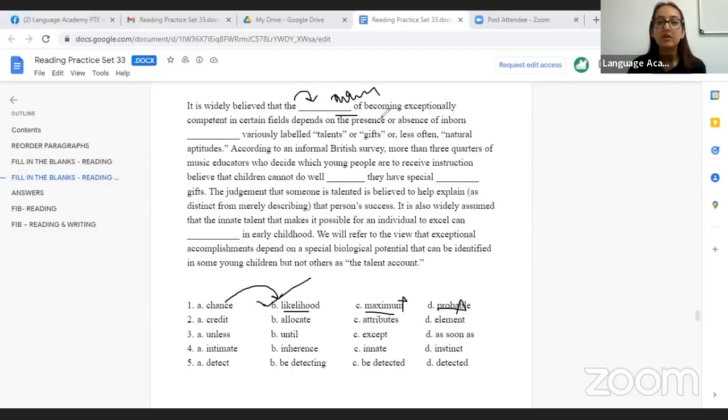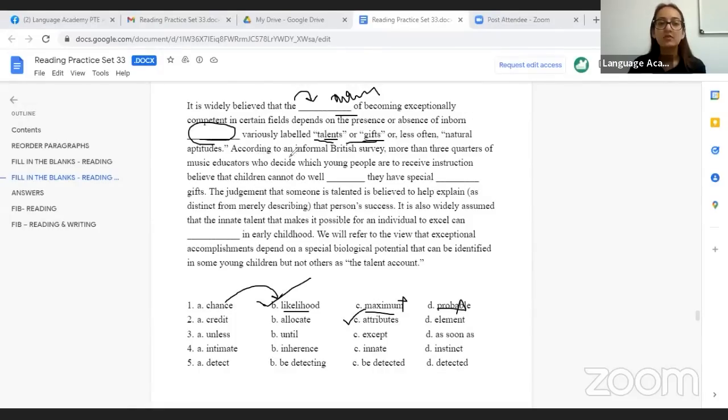That the likelihood of becoming exceptionally competent in certain fields depends on the presence or absence of inborn dash, variously labeled talents or gifts. It means whatever word comes here, we can also call it talents or gifts. That means we needed a plural answer. If we look at the options, there's only one plural option, which is attributes. So that will be the answer. We do not even need to consider the singular options.